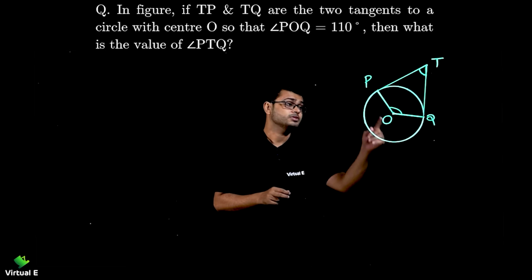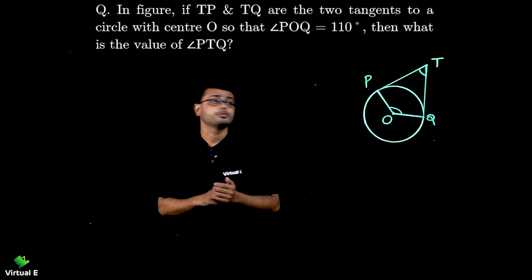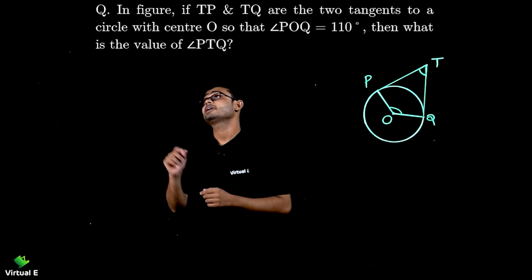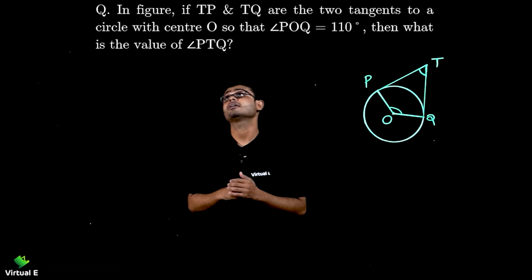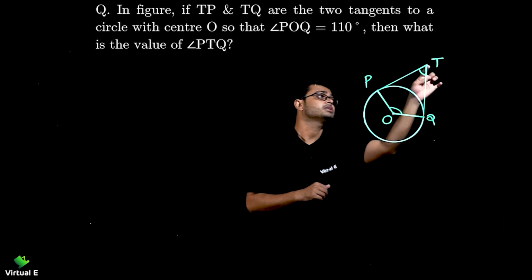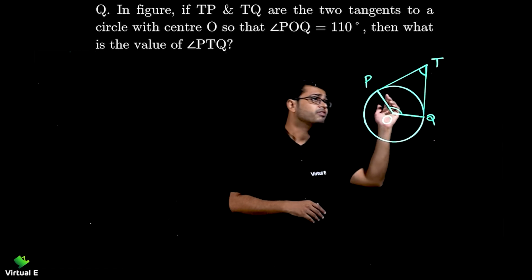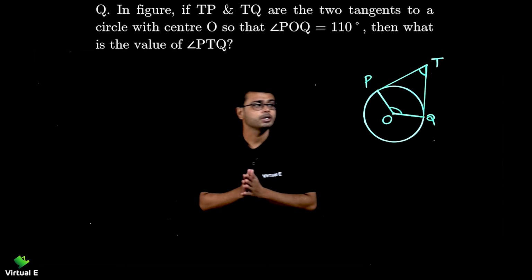with center O, so that angle POQ is equal to 110 degrees, then find the value of angle PTQ. So this angle POQ is given. We need to find the value of PTQ. So how shall we do it?